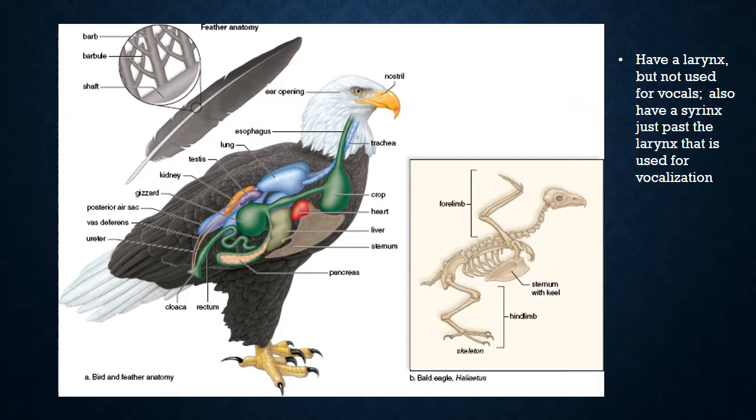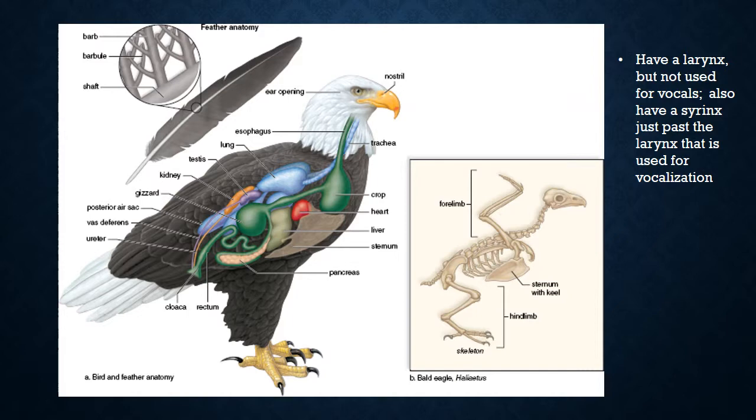Okay, so some really cool features unique to birds. They do have a larynx, but it's not used for vocals. They have what's called a syrinx, which is just past the larynx, that they use for vocalization. Whereas you and I would use the larynx for vocals, they have something in addition to that called a syrinx.